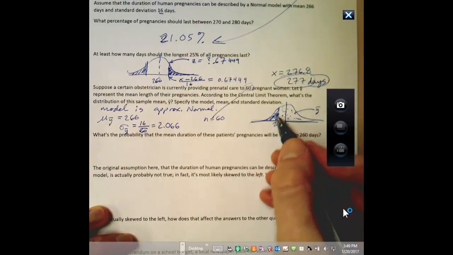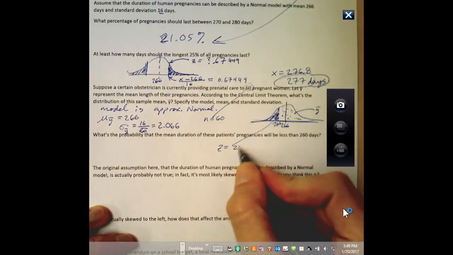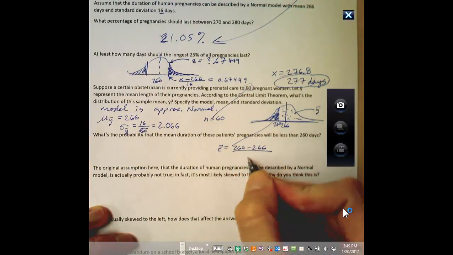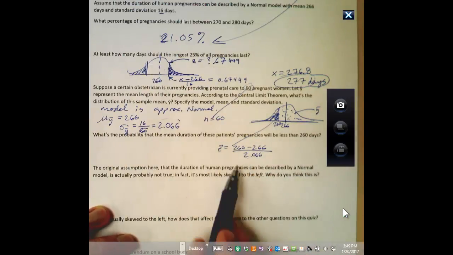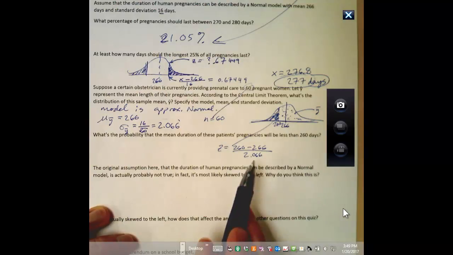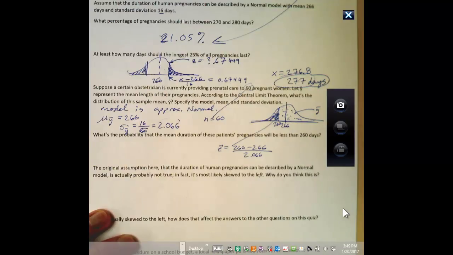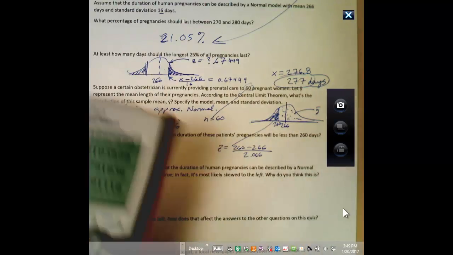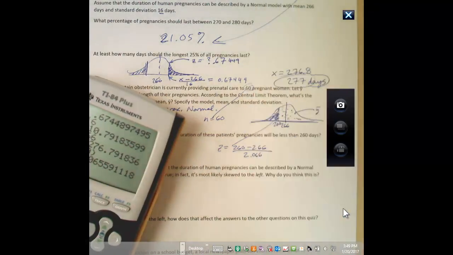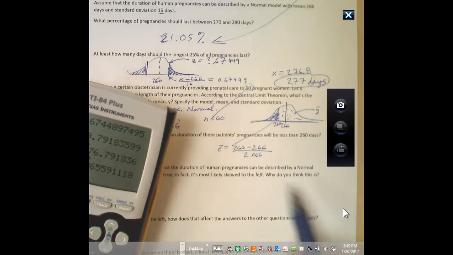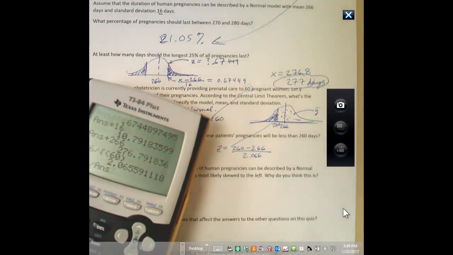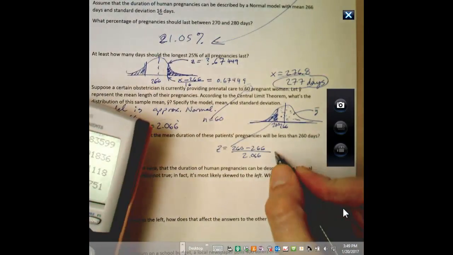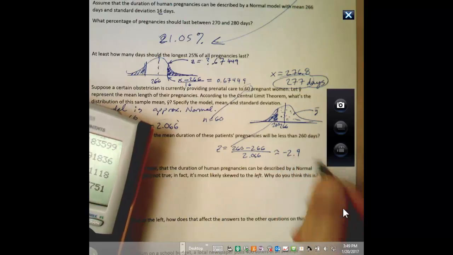So then I can say, all right, well, I've got my z-score equals 260 minus 266 over not 16 but 2.066. Smaller denominator, more extreme z-score, less likely to happen. See, it's less likely to get an unusual average of the 60 than it is to get an unusual single pregnancy length. So that's going to be -6 over this. So -6 divided by my previous answer is this. So it's approximately -2.9.